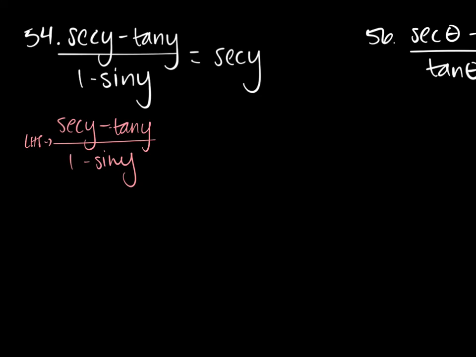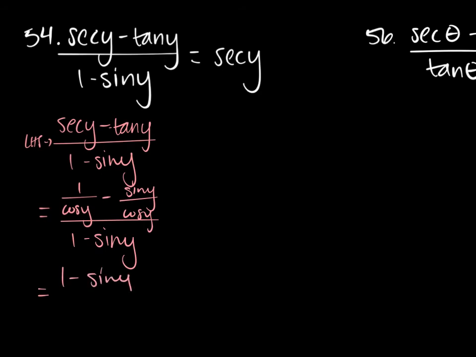So first thing I notice is that I've got two expressions on the top and bottom. Neither of them are very similar at all. So I'm going to switch everything to sines and cosines. So that means I get 1 over cosine y minus sine y over cosine y, all over 1 minus sine y. I already have a common denominator in the numerator, so I'm just going to combine into a single fraction.